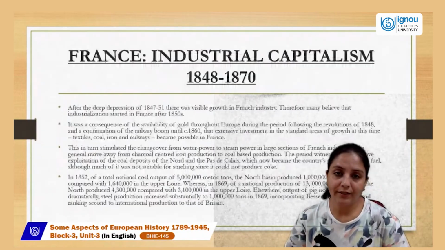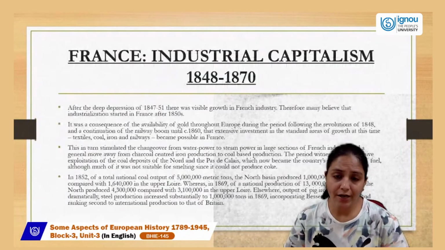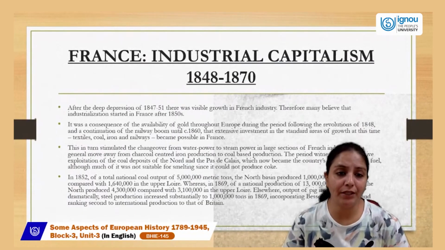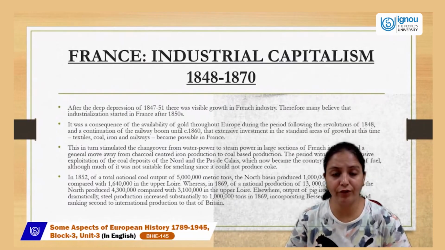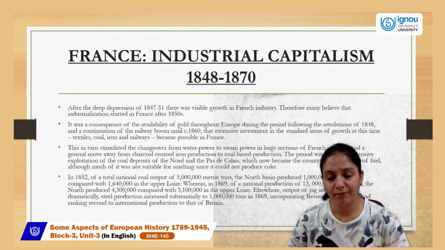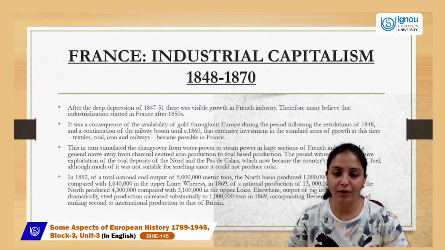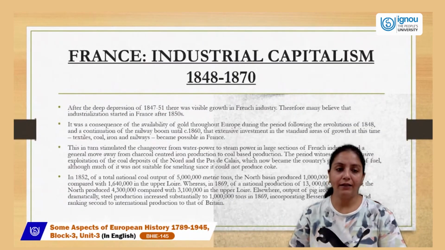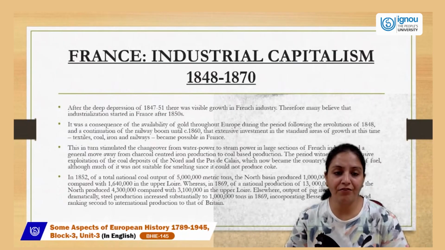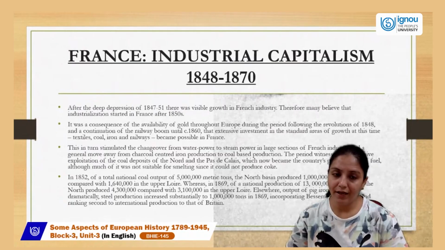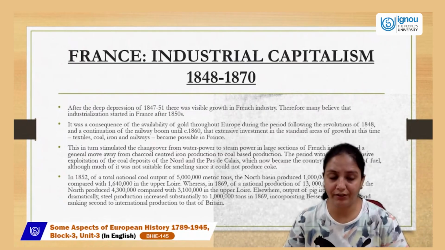France, industrial capitalism, 1848 to 1870, the time period is this. First of all, after the deep depression of 1847 to 51, there was visible growth in French industry. Therefore, many believe that industrialization started in France after the 1850s.